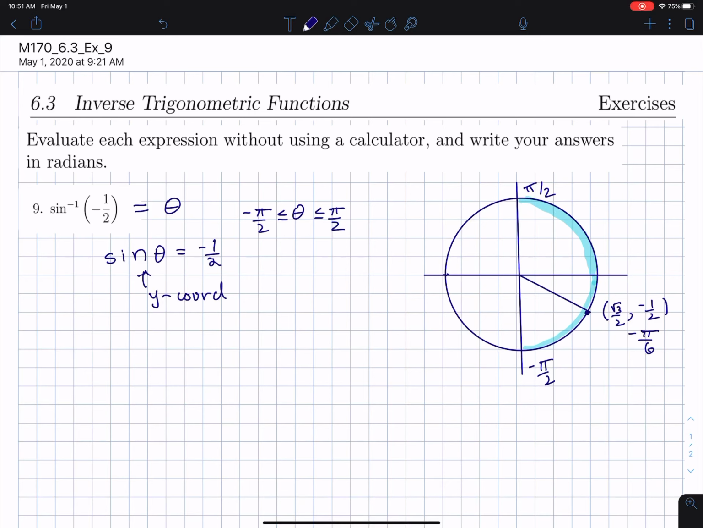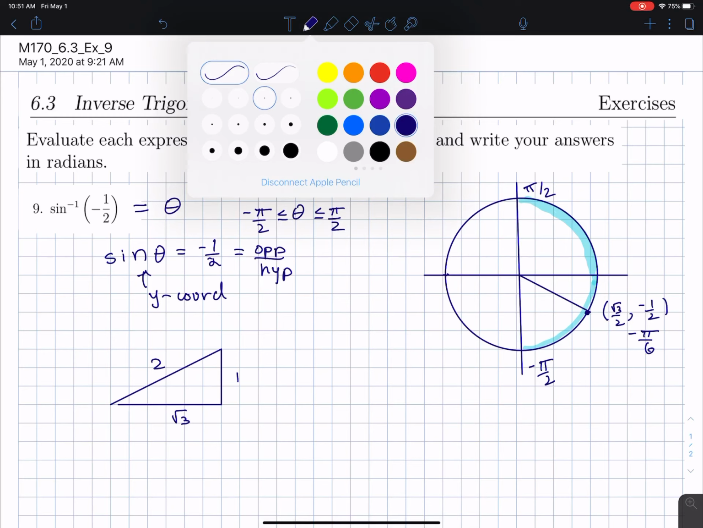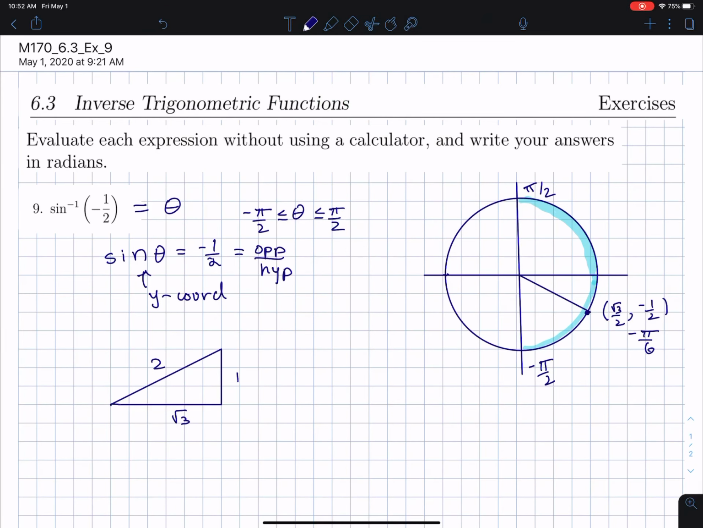Now, another way to look at this is in terms of right triangles. But the right triangle approach is really only going to help me find the reference angle. So opposite 1 over hypotenuse 2 gives me a triangle that looks sort of like this. And so that corresponds to π/6 or 30 degrees. But I still have to understand that if the reference angle is π/6, it's in quadrant 4, so I have to write -π/6.